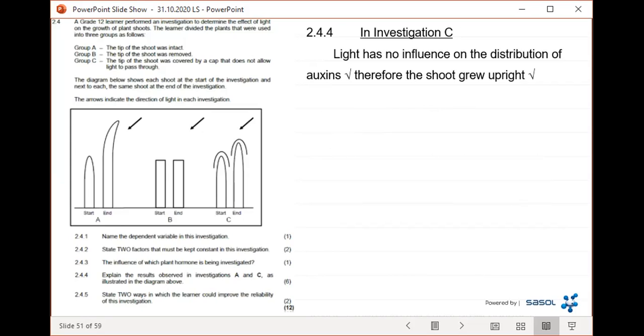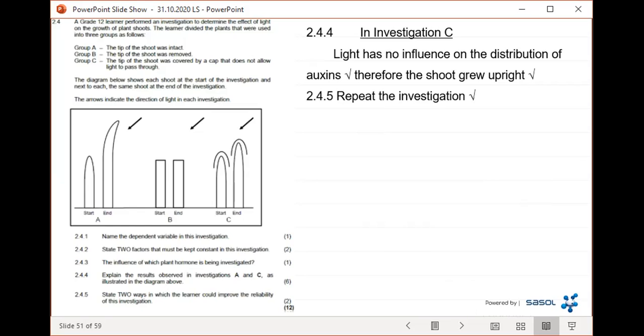Okay, then we move on to question 2.4.5. State 2 ways in which the learner could improve the reliability of the investigation. Guys, if you find this question with regards to any investigation, repeating the investigation is always a way to improve the reliability. All right, so basically just measuring or comparing the results that you got from your first investigation, you compare them to your second one, you compare them to your third, and so forth. So repeating an investigation basically increases the reliability of your findings, right? So repeat the investigation.